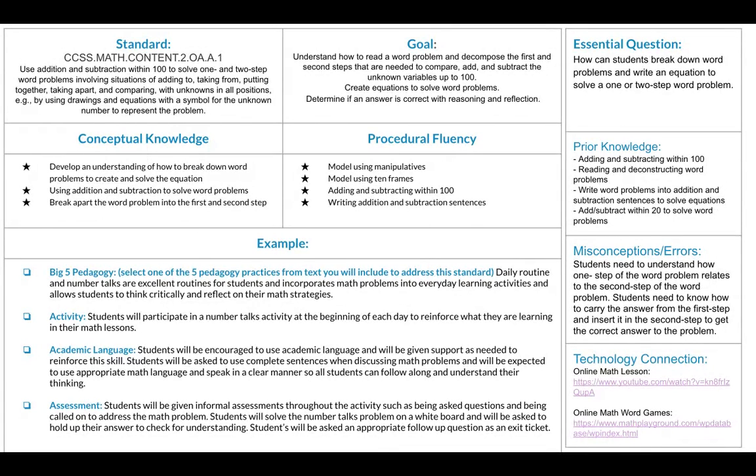Misconceptions and errors that students can make. Students need to understand how one step of the word problem relates to the second step of the word problem, right? So we have the first step is there are how many birds in our tree and a few leave, right? That's our first step. They then need to understand that there is a second part. So one depends on the other. Students need to know how to carry the answer from the first step into the second step to get the correct answer to the problem.